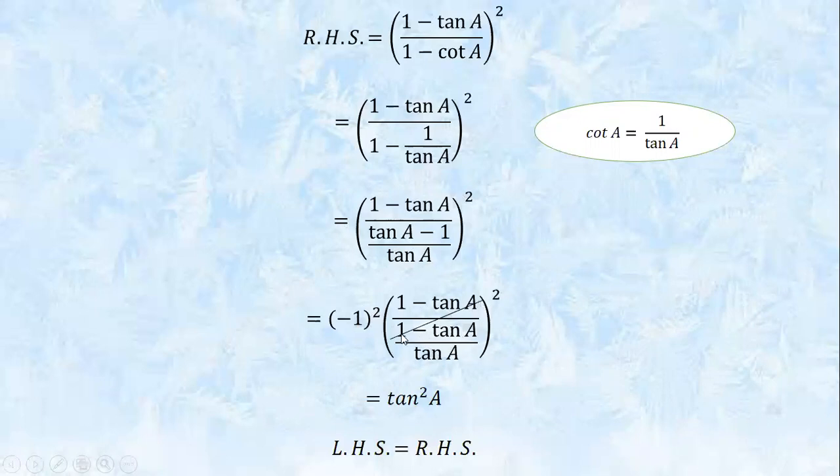Now these two terms will get cancelled. While multiplying with the reciprocal of the denominator, tan A will go to the numerator, whole square. So tan square A. Hence, we have proved this question also. This will be the end of this session as well as the end of this chapter for you. Thank you.